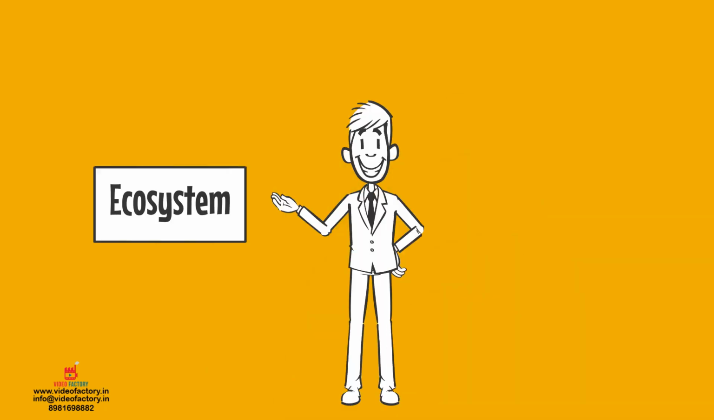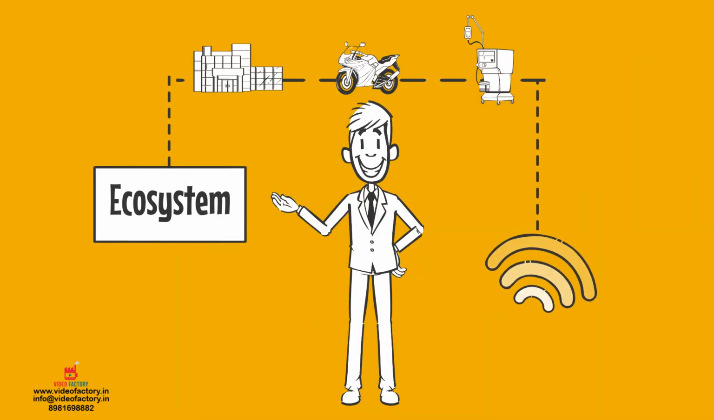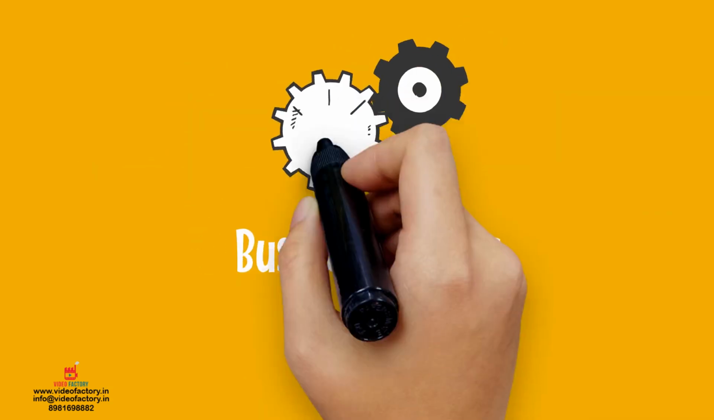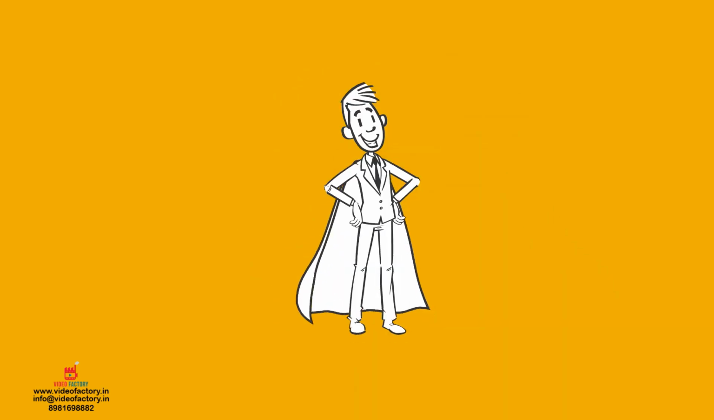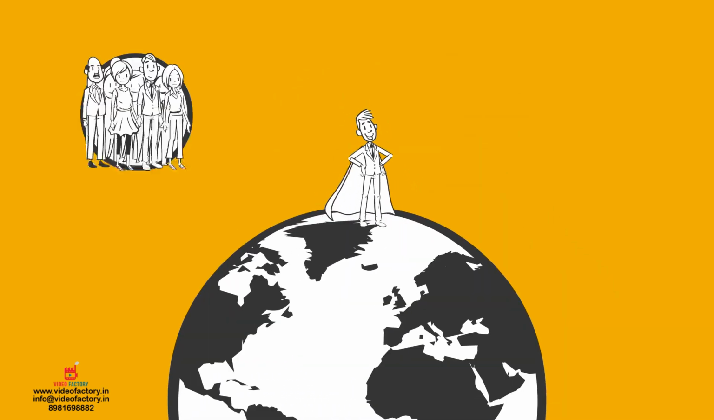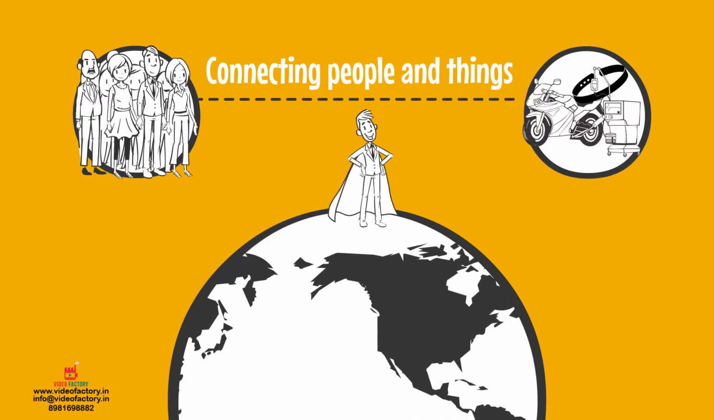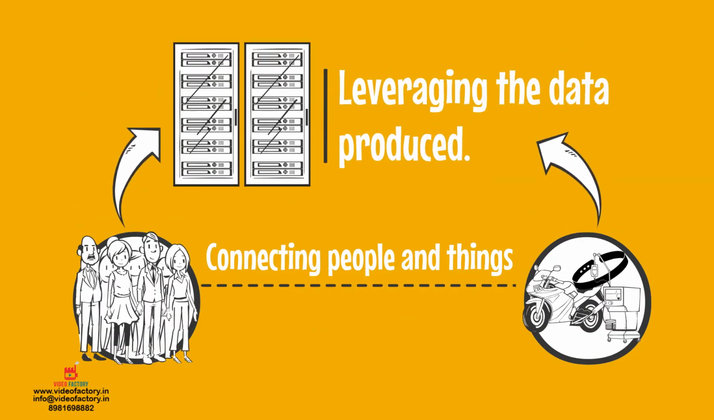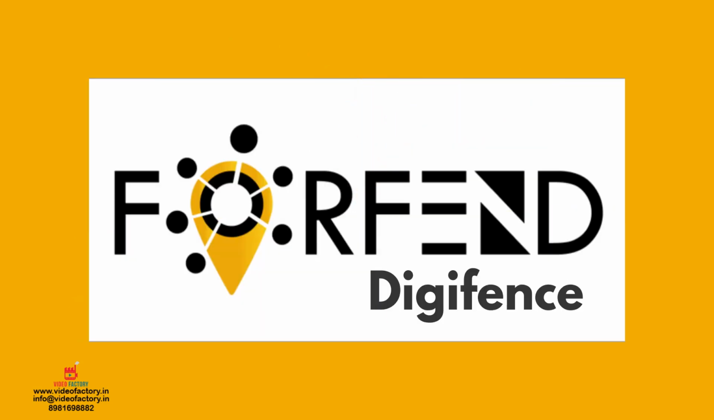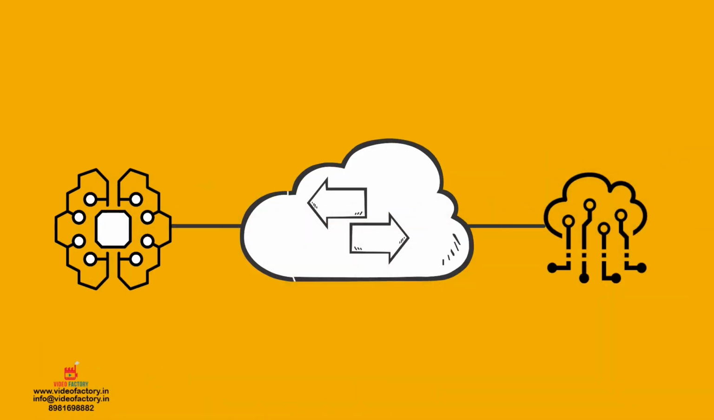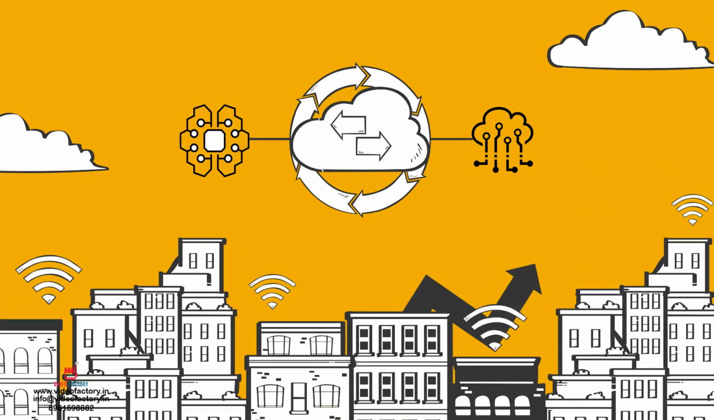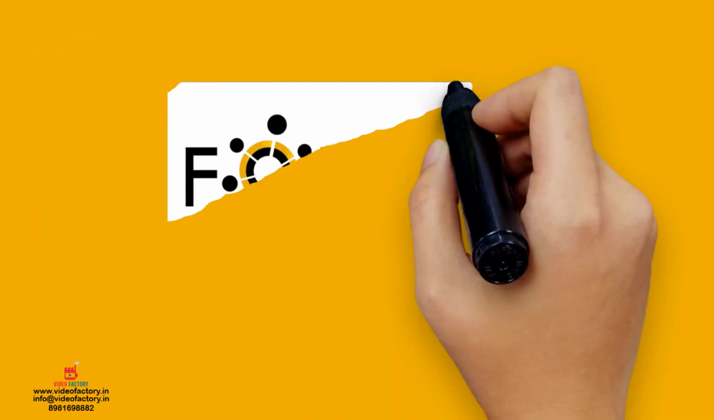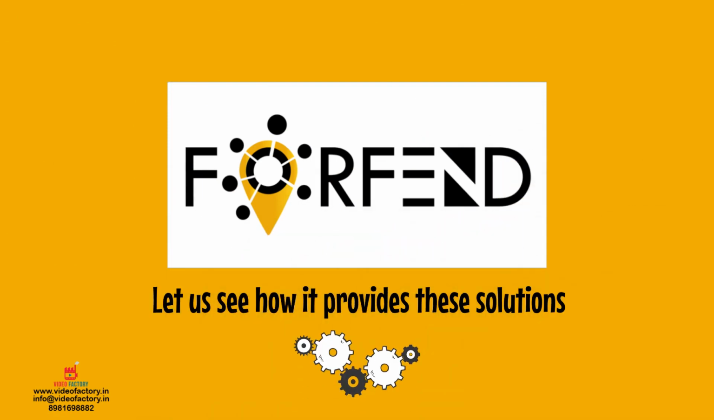Business executives have tremendous opportunity to dramatically transform their ecosystem and also create new business models with IoT and AI. To realize this potential, they need solutions that solve the real-world issues in connecting people and things and leveraging large amounts of data produced by connected devices. Introducing Forfend's DigiFence, an AI-powered cloud-connected IoT platform that provides multiple solutions to help businesses realize the potential of IoT and AI. Let us see how DigiFence platform provides these solutions.